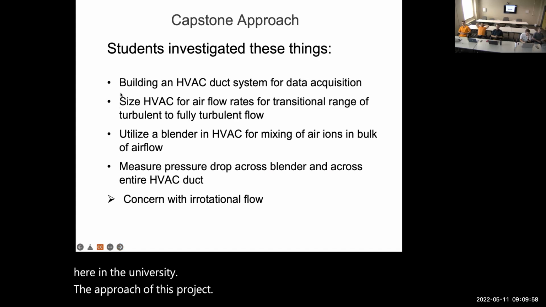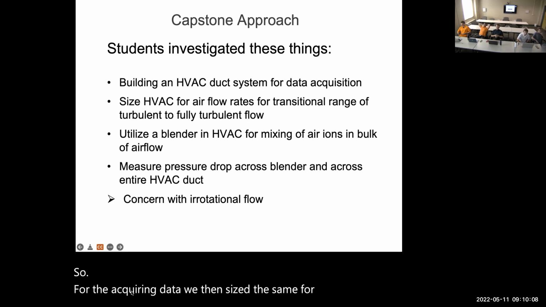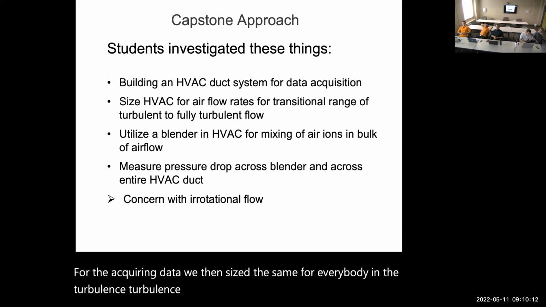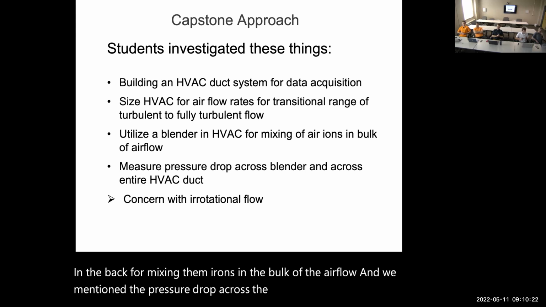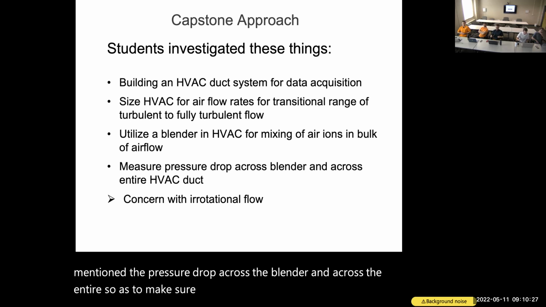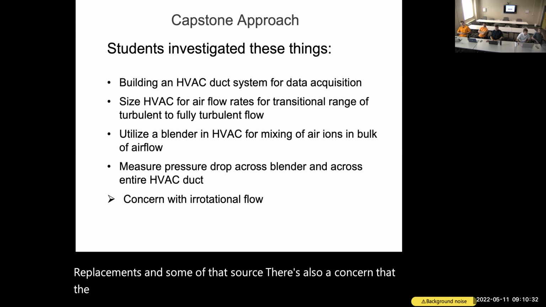So we, as the students, investigated the building and HVAC duct system for the purpose of acquiring data. We then sized the same HVAC for airflow rates in the transitional range of turbulent to fully turbulent. We then used a blender in the HVAC for mixing air ions in the majority or bulk of the airflow. And we measured the pressure drop across the blender and across the entire HVAC duct so as to make correlations, like ion generator placement and things of that sort. There's also a concern with rotational flow. Let's go to the next slide.